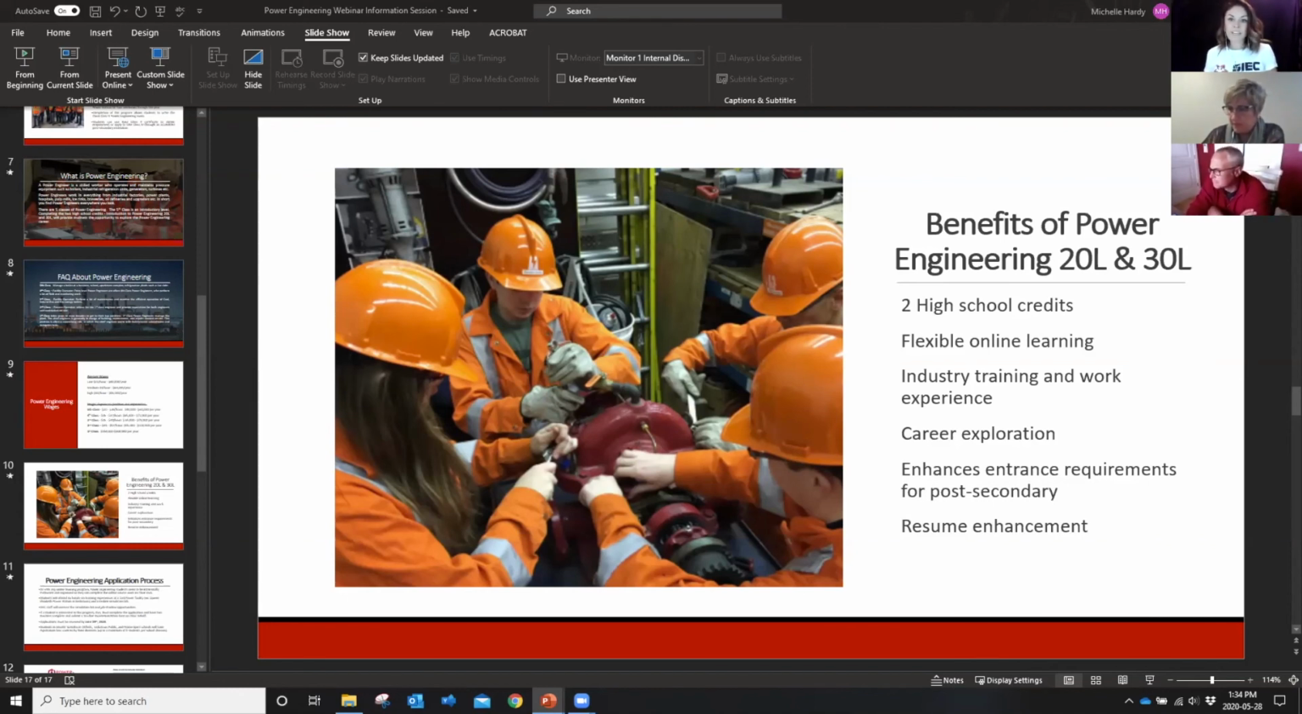And then they also have the industry training and work experience, which not only helps them in the course, but it's also something that looks really good on the resume. The career exploration, it's always great in high school to take every opportunity to explore careers that may be of interest to you. And with power engineering, like Jeff said, it's not just power engineering that these students get to experience when they're at the power plant, but it's many other trades that they get to see as well. It enhances entrance requirements for post-secondary and looks good on that resume.